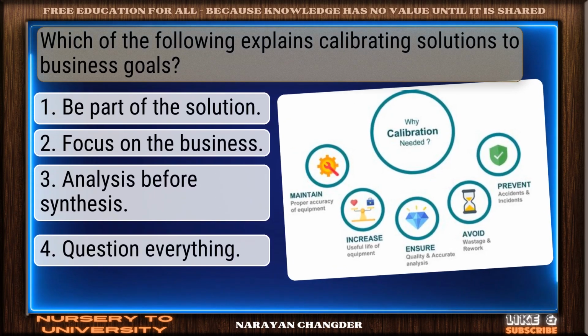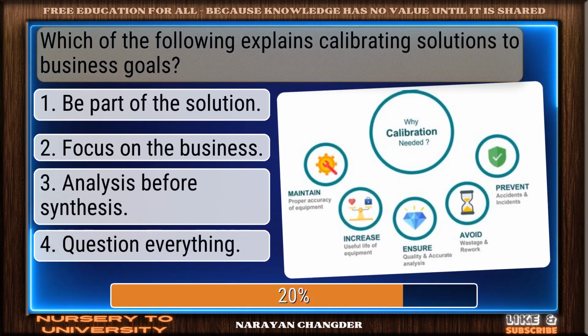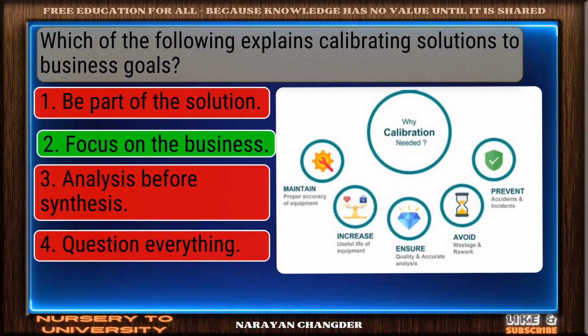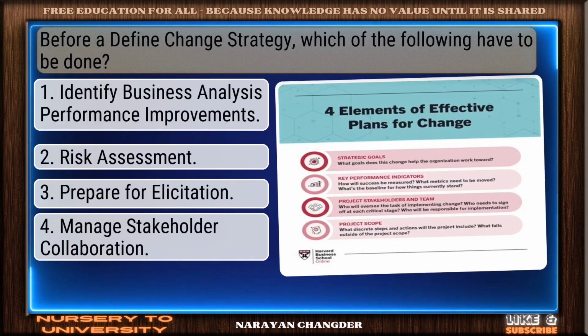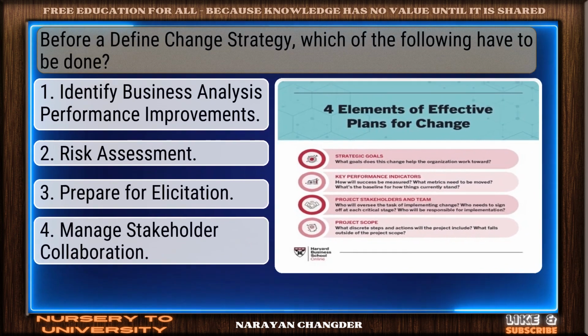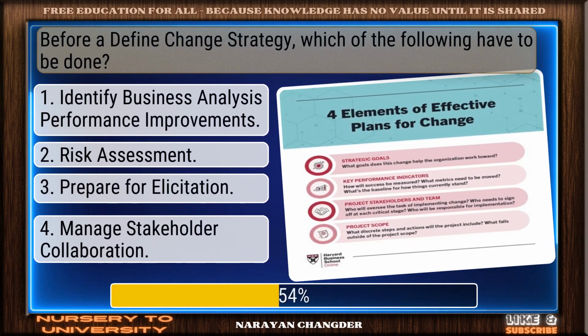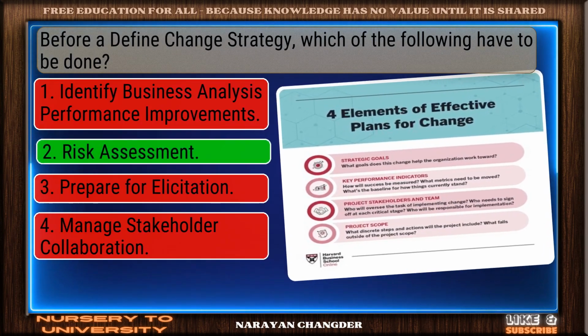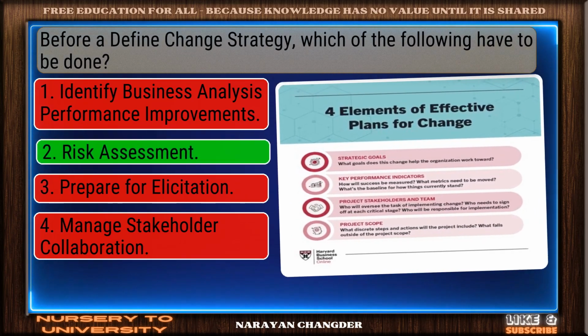Question number 15. Which of the following explains calibrating solutions to business goals? You got it. Your choice, focus on the business, is right. Question number 16. Before defining a change strategy, which of the following has to be done? Right choice. Risk assessment is the best answer.